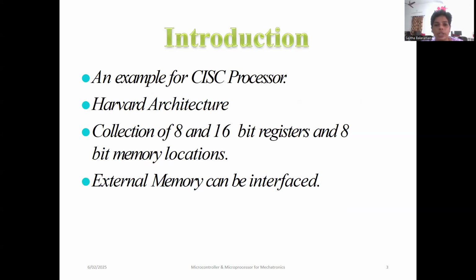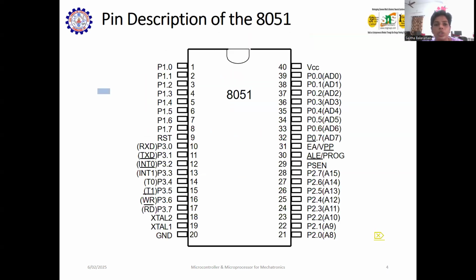So coming to the introduction of 8051 architecture, it is an example of a CISC processor. It is based on the Harvard architecture and is a collection of both 8 and 16-bit registers and 8-bit memory locations. External memory can also be interfaced with this 8051 microcontroller. Coming to the pin diagram, you can see 8051 is generally a 40-pin microcontroller.